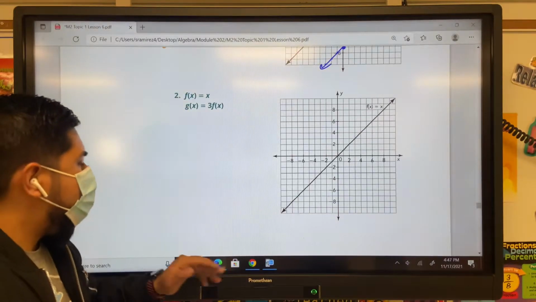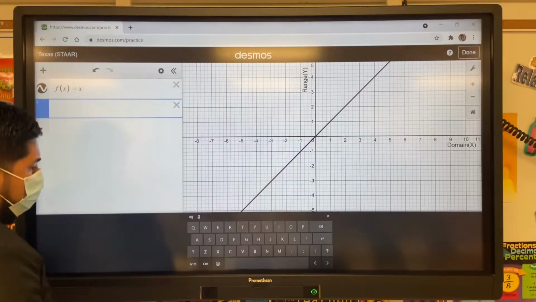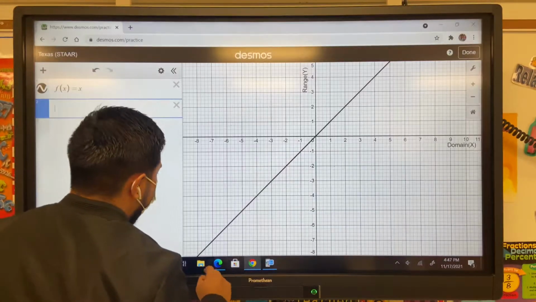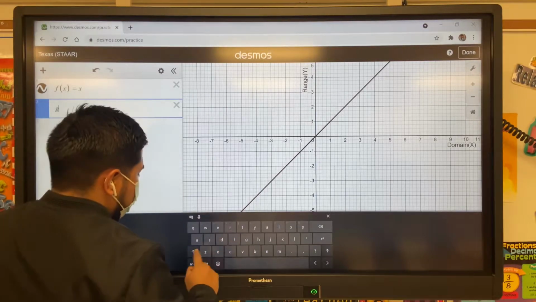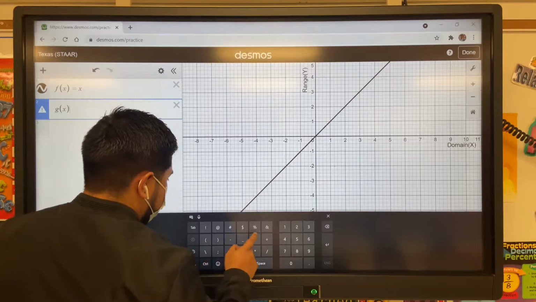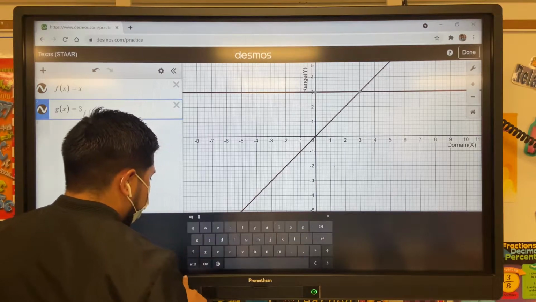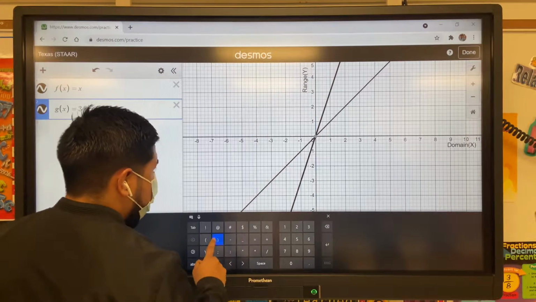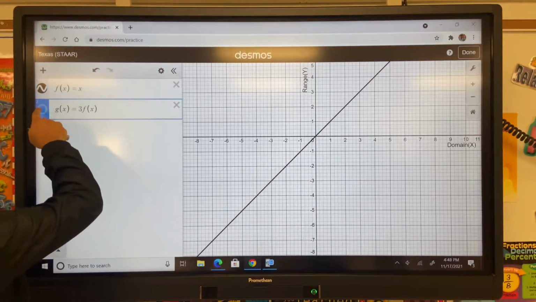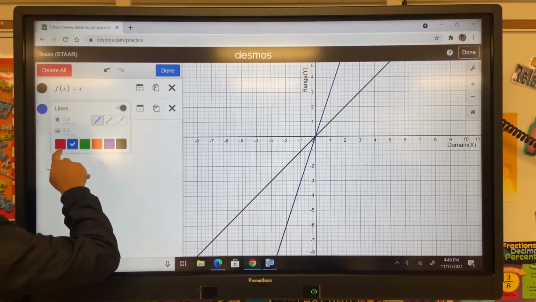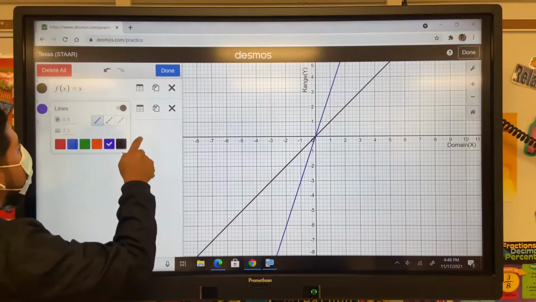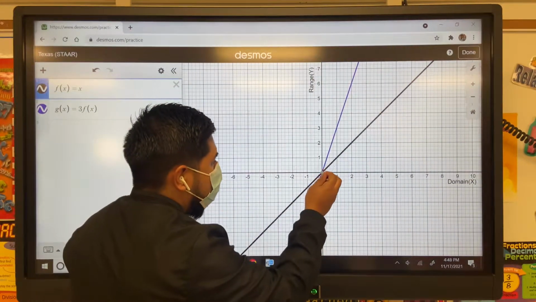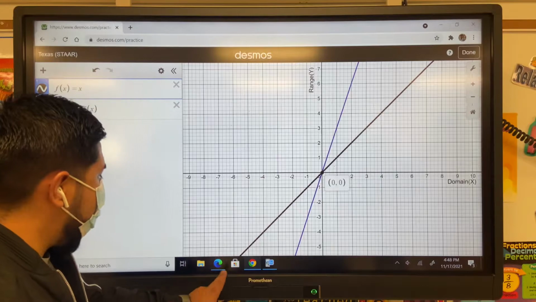Number 2, leaving that in the first one, deleting the second one. Let's look at it again because I didn't really see it. 3f(x), okay. g(x) equals 3f(x). Again, I want to be able to see the color. Let me change this real quick. Let's change it to this one. Looks good to me. Okay. Looking at this graph, they're both going through 0, 0. So I'm going to make that point real quick.